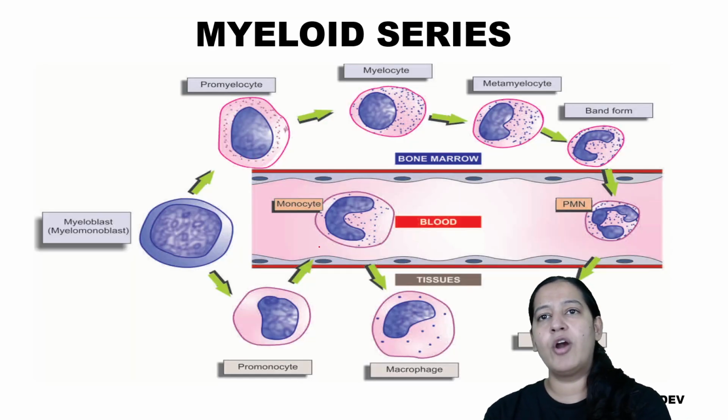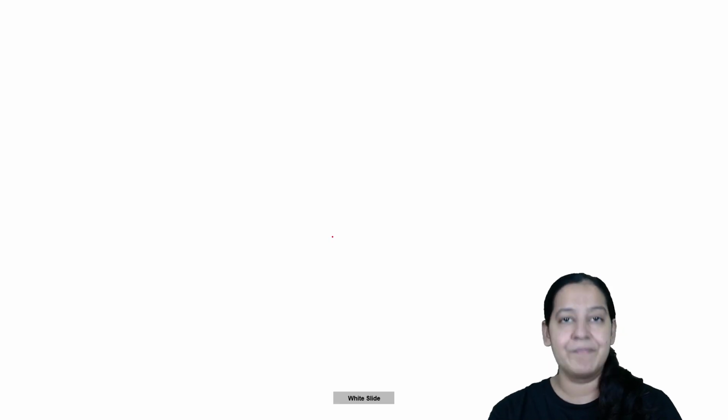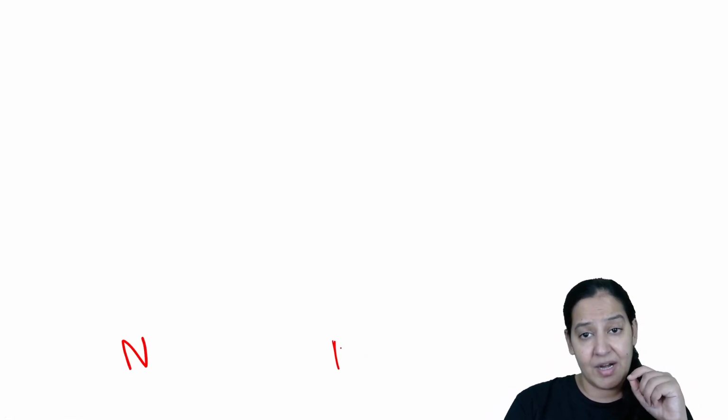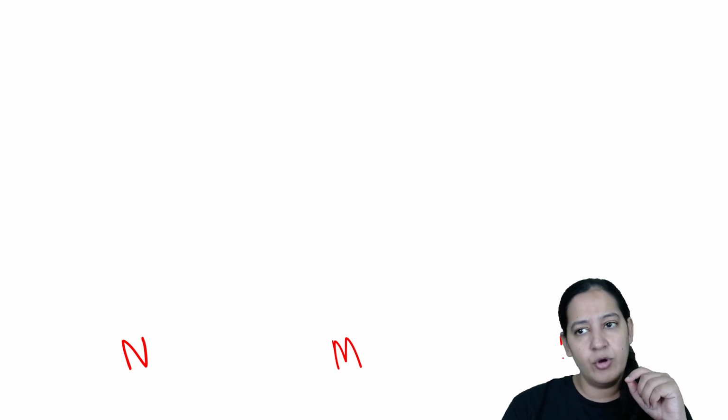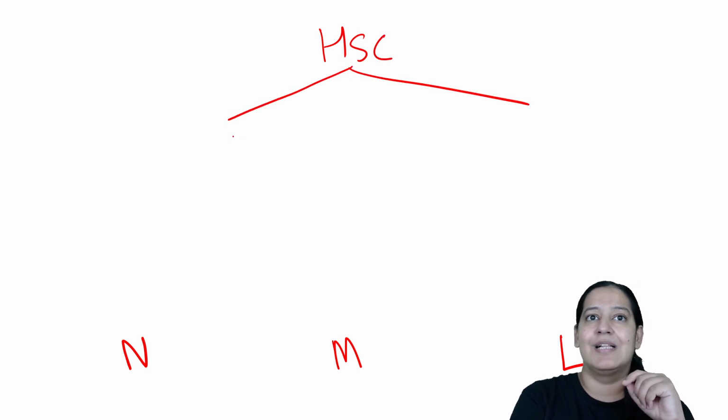So ultimately what we have learned, let me summarize. I have told you the precursors of neutrophils, the precursors of monocyte, and the precursors of lymphocyte. Who will help me in revising it? All of them are formed from a common cell, hematopoietic stem cell.